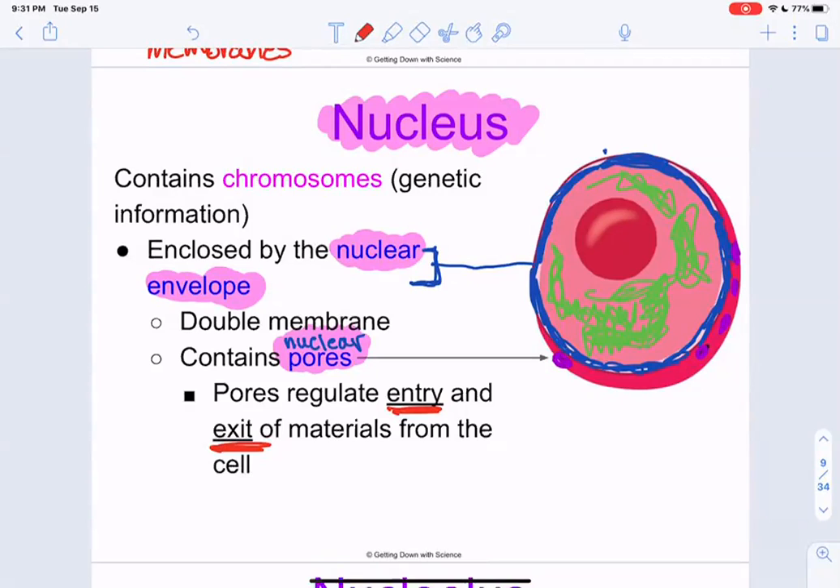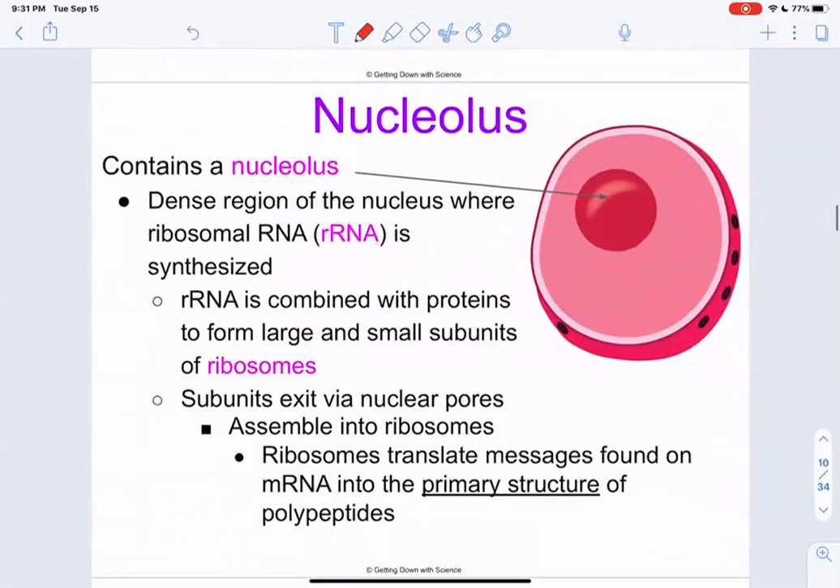And now you're probably thinking, what's that big red dot that's in the middle of the nucleus? Well, we're about to go over it. That's the nucleolus.